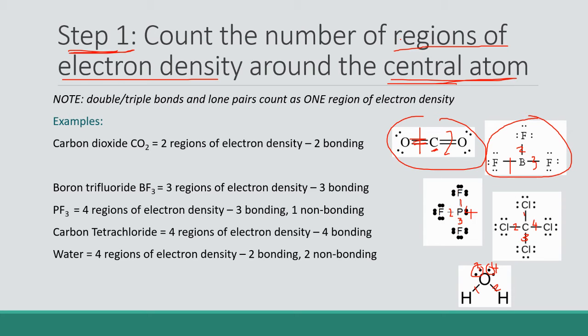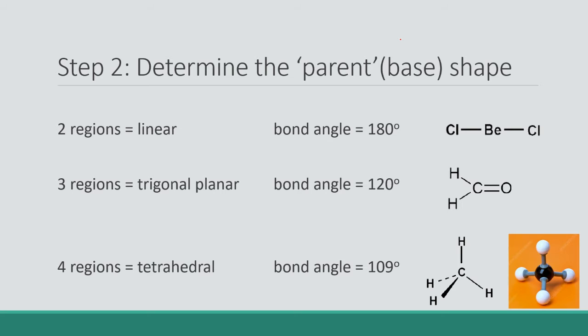We need the Lewis diagram for that. Then we use that to determine the parent or the base shape. So if there's 2 regions, then the shape's going to be linear. And this is an example. There's 180 degrees between, and this is the central atom. If there's 3 regions, it's going to be trigonal planar, 1, 2, 3, and a bond angle of 120. So it sits quite flat. That's why we say it's planar.